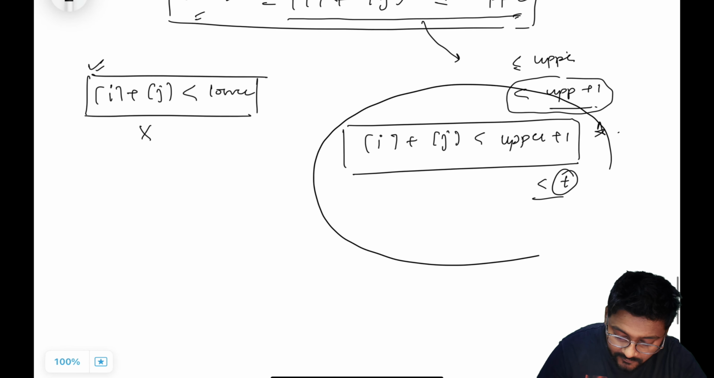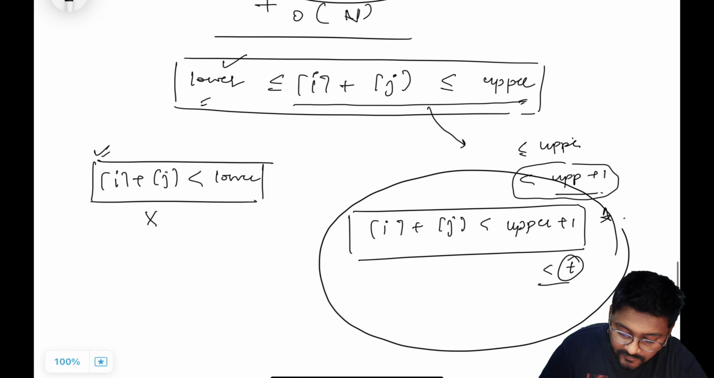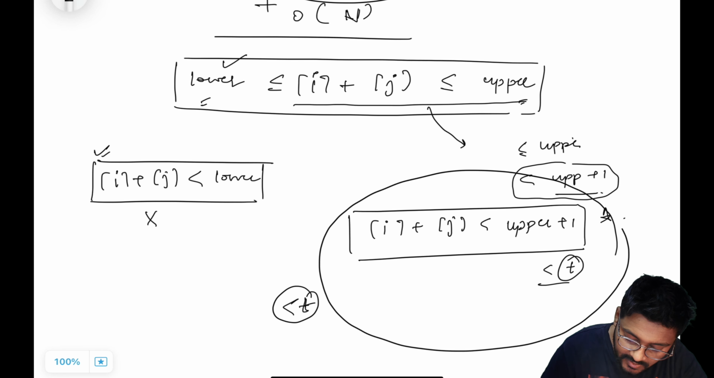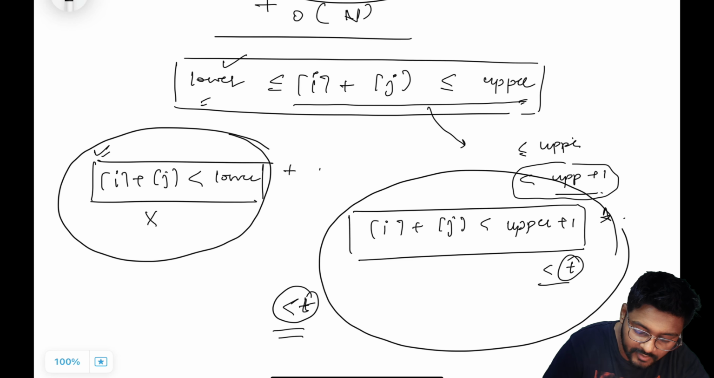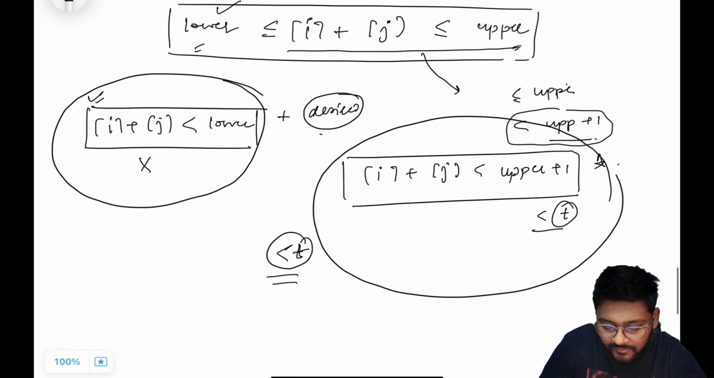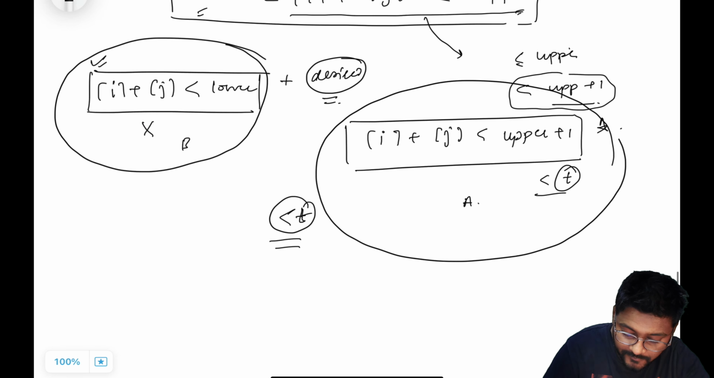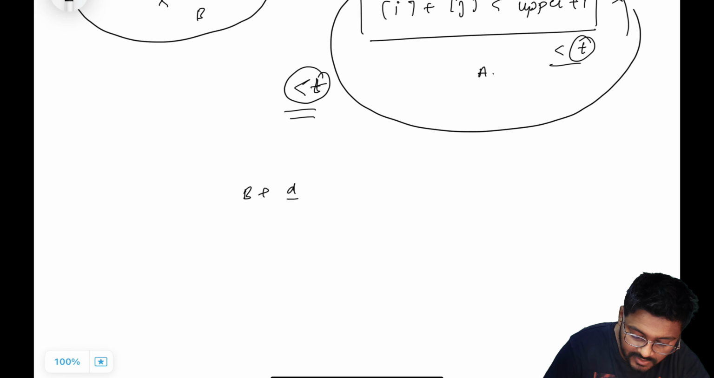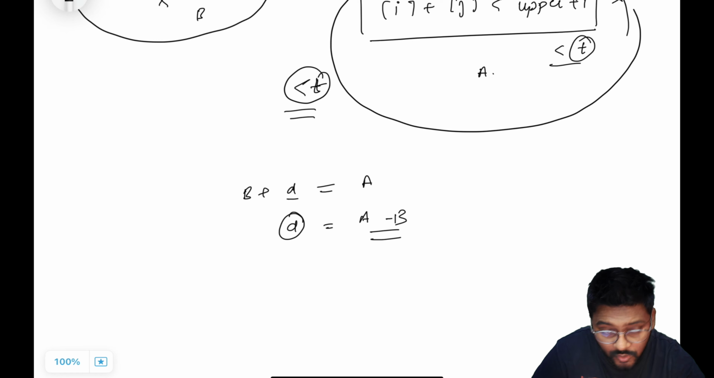So this is something we have done, and if we are doing it, I am going to get all the pairs where the sum is less than target. It means it is going to have every single pair, including this pair plus our desired pairs. But I want only our desired pairs. So this is value A and this is value B. So B plus desired pairs is equal to A, and we can easily get our desired pairs as A minus B. So what is A?